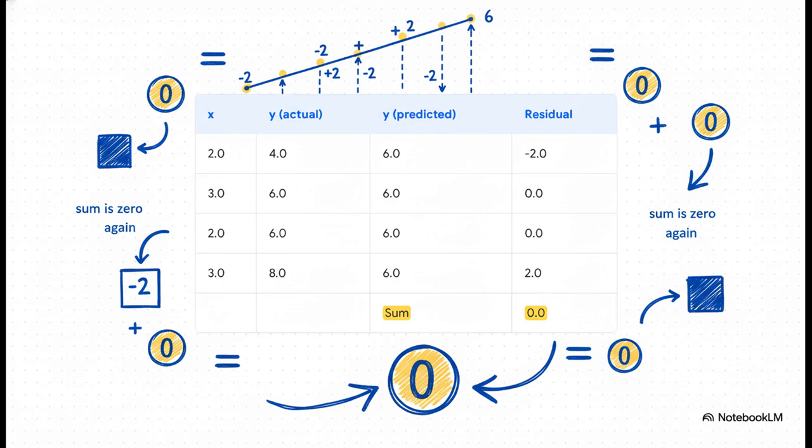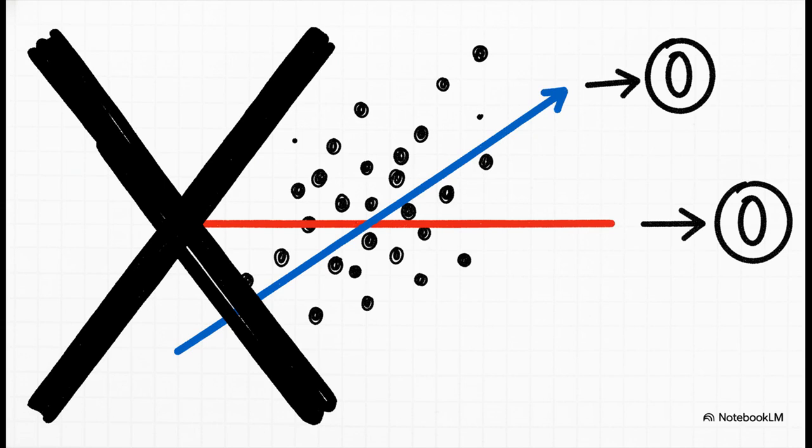So for the first point, we get a residual of -2. For the last point, a residual of +2. And the two in the middle are perfect fits. So the total sum is, oh boy, it's 0. Again. Okay, this is a total disaster. Our method just told us that two wildly different lines are both the best.